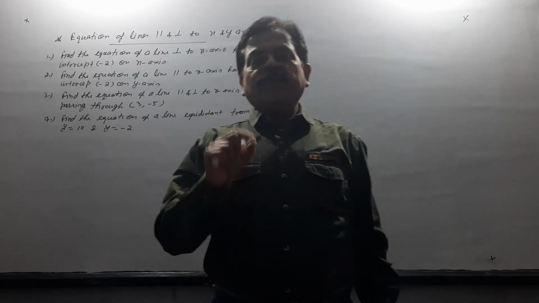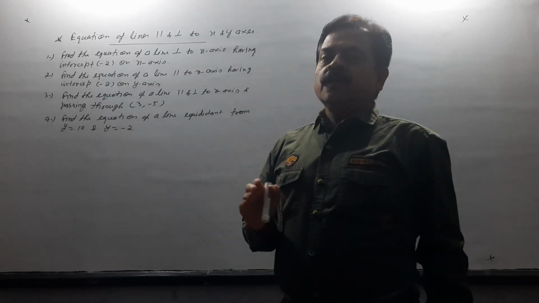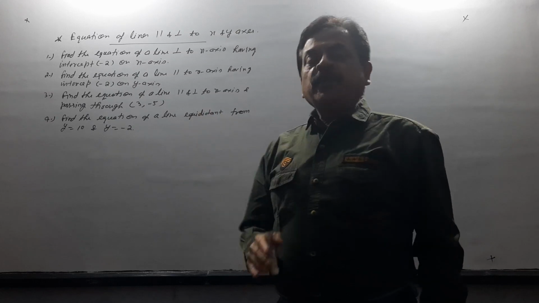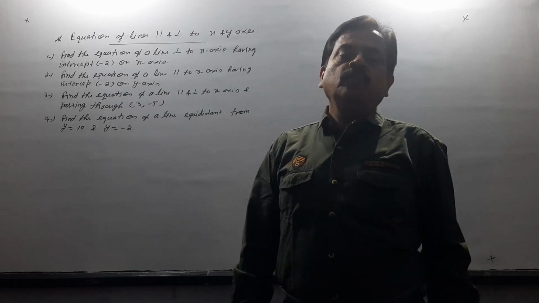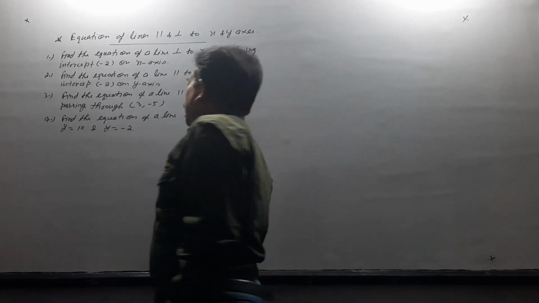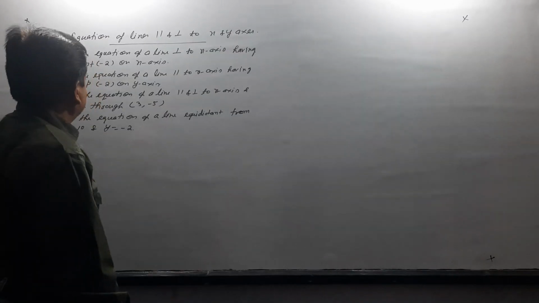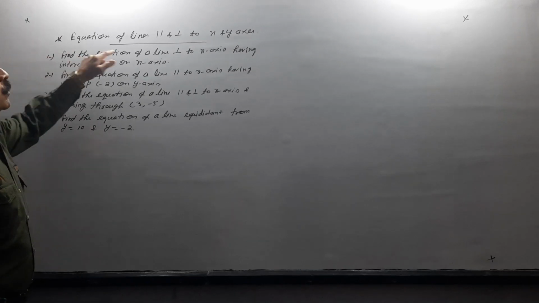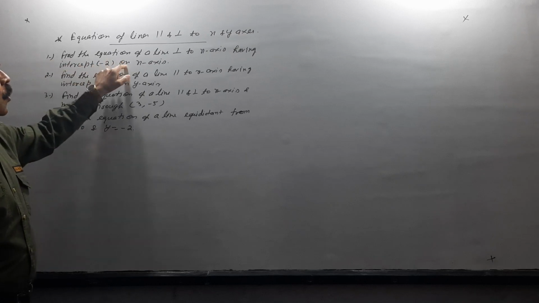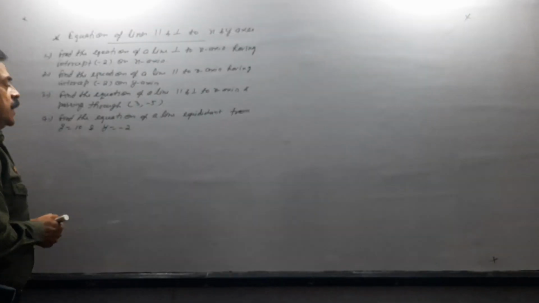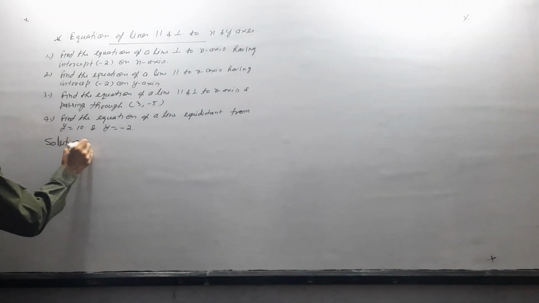Students, in this video we will solve some questions related to perpendicular and parallel to coordinate axis, straight lines parallel and perpendicular to coordinate axis. Equation of lines parallel and perpendicular to x and y axis. First question: find the equation of a line perpendicular to x axis having intercept -2 on x axis. Solution.